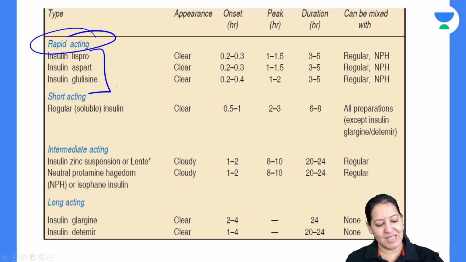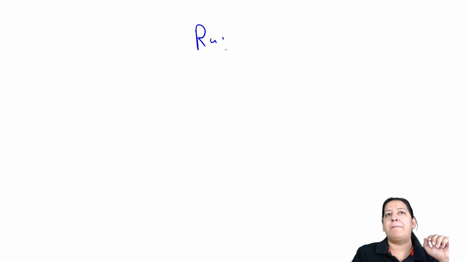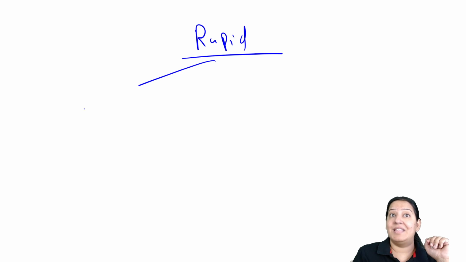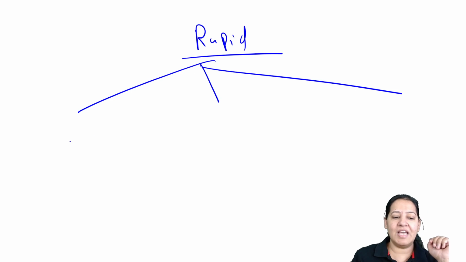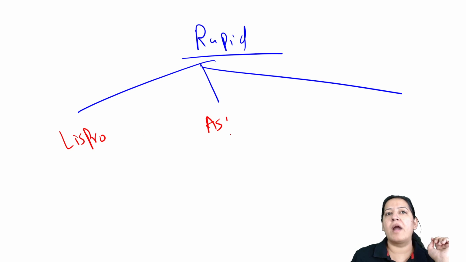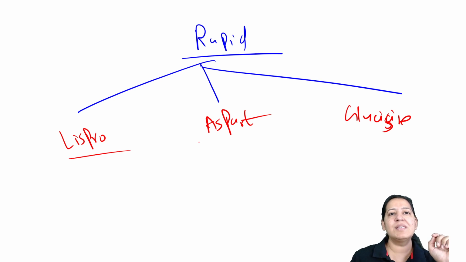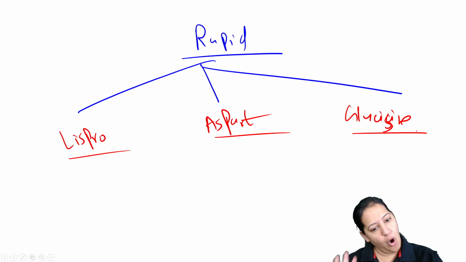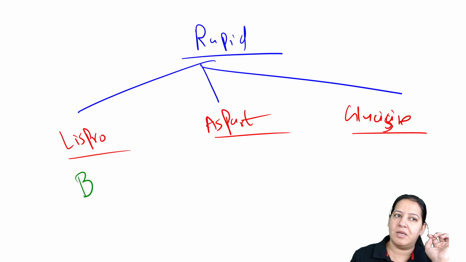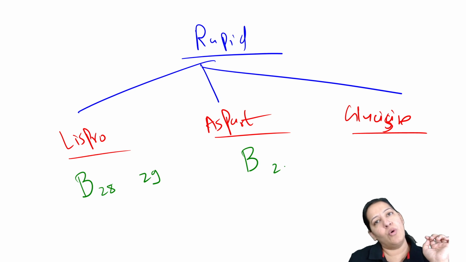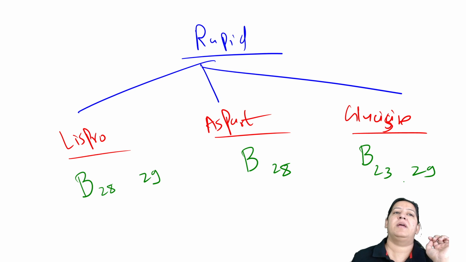Let me give you a summary of the 3 rapid acting insulins. How many rapid acting insulins are there? There are 3 rapid acting insulins. What are they? Can anyone say? It is Lispro, it is aspart, and it is glulisine. Right? So what is the change in them? In all of them, changes are only in the beta chain: at positions 28 and 29 of the beta chain, only at position 28 of the beta chain, and at positions 23 and 29 of the beta chain. These are the changes.